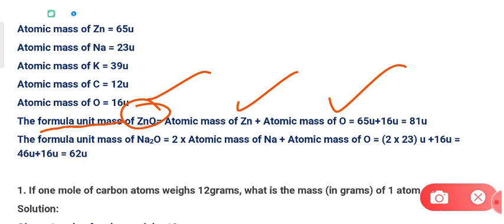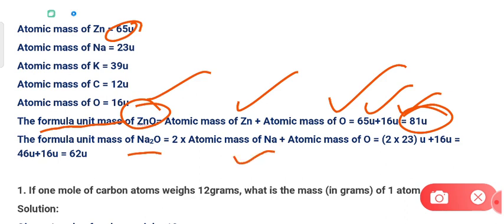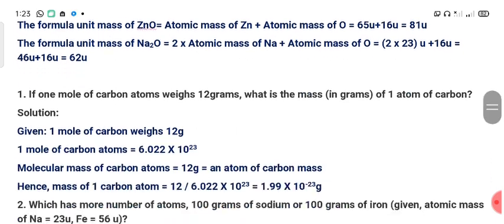So the atomic mass of zinc is 65. So 65 plus atomic mass of oxygen is 16. So total becomes 81. In the same way, formula unit mass of sodium oxide, 2 into atomic mass of sodium plus atomic mass of oxygen. Total becomes 2 into 23 plus 16. Total becomes 62. Okay, next question.